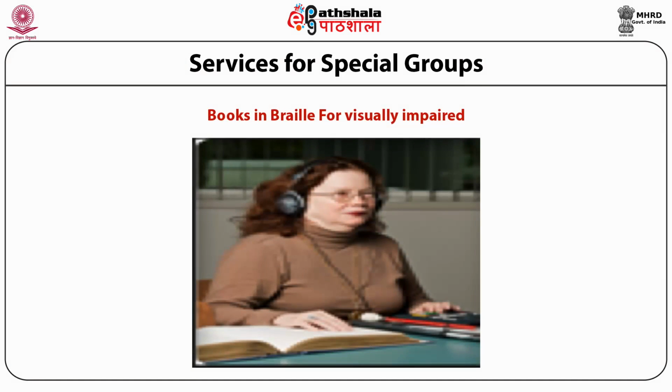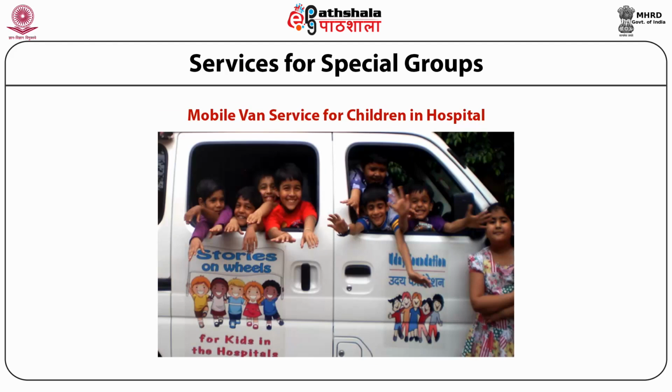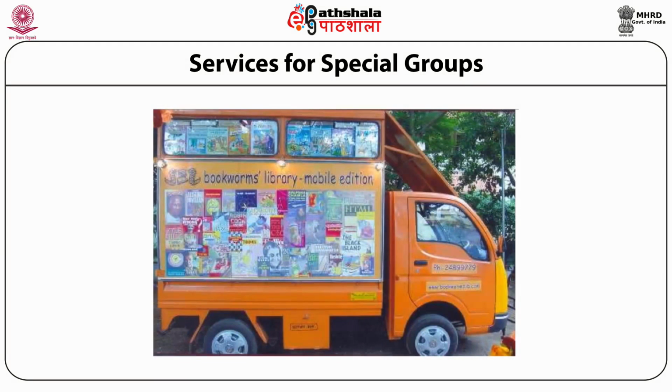Services for special groups. Here, mobile van services for children in hospital. Mobile van library services for housewives and homebound people. Here you see books in braille for visually impaired people in a public library.